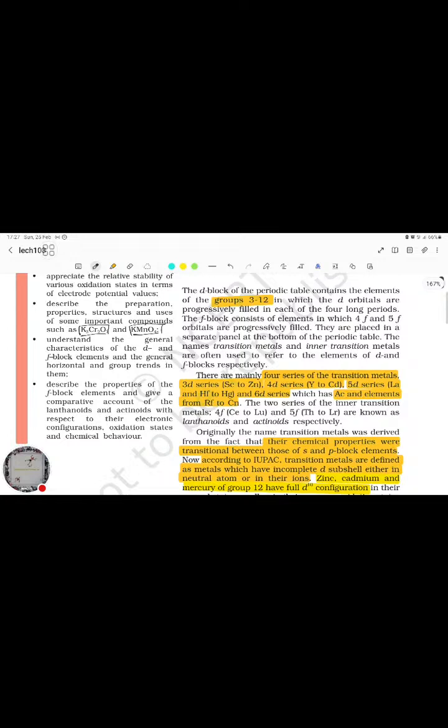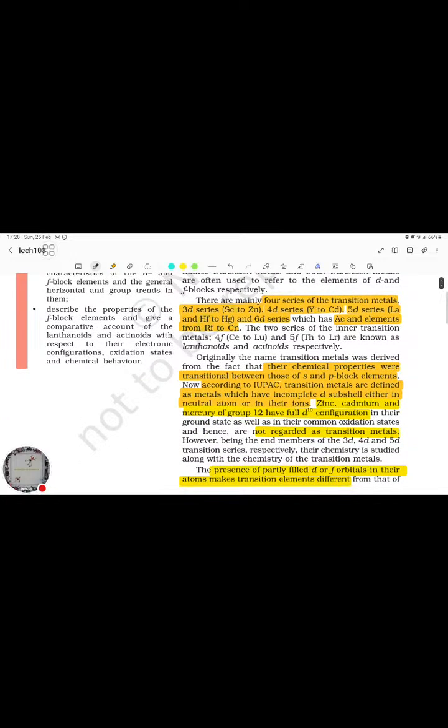The d block of the periodic table contains the elements of groups 3 to 12, in which the d orbitals are progressively filled in each of the 4 long periods. The f block consists of elements in which the 4f and 5f orbitals are progressively filled. So basically the d block covers groups 3 to 12, where the d orbitals are filled progressively, and in the f block case we fill the 4f and 5f orbitals. They are placed in a separate panel at the bottom of the periodic table. The names transition metals and inner transition metals are often used to refer to the elements of the d and f block.